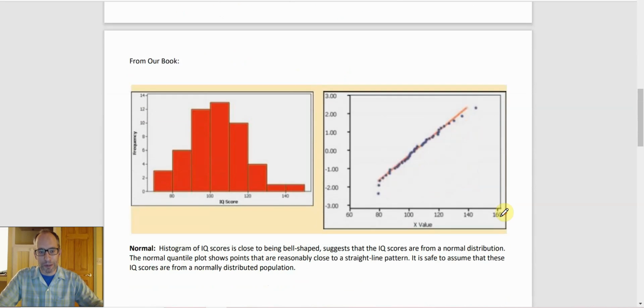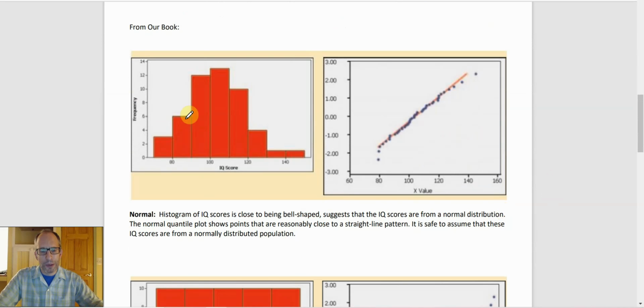All right, so from our book, this is something that looks pretty good to begin with, although not perfect, right? Because you go, okay, here's the peak, but this one's a little taller than that one, and that one's a little taller than that one. So it's not perfect, but it looks close to normal. And if you look at the normal probability plot, it pretty much follows this line, except at the ends you get a couple that are straying a little. And that's okay. This is what you get usually for one that's approximately normal.